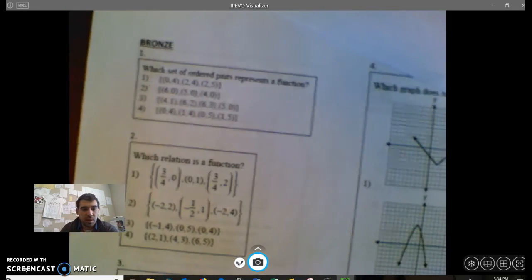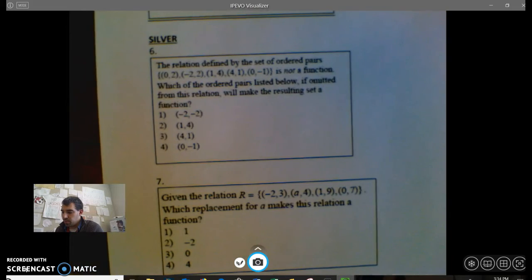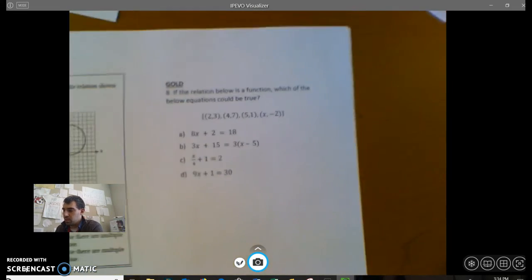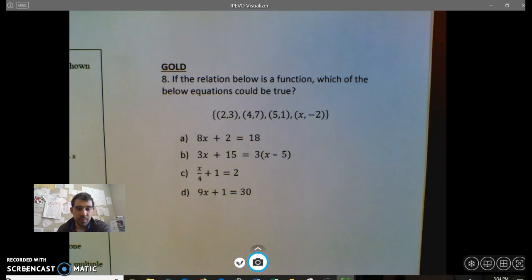Please work on your bronze problems. Work on your silver problems. And if you can work on your gold problem, that would be most excellent.